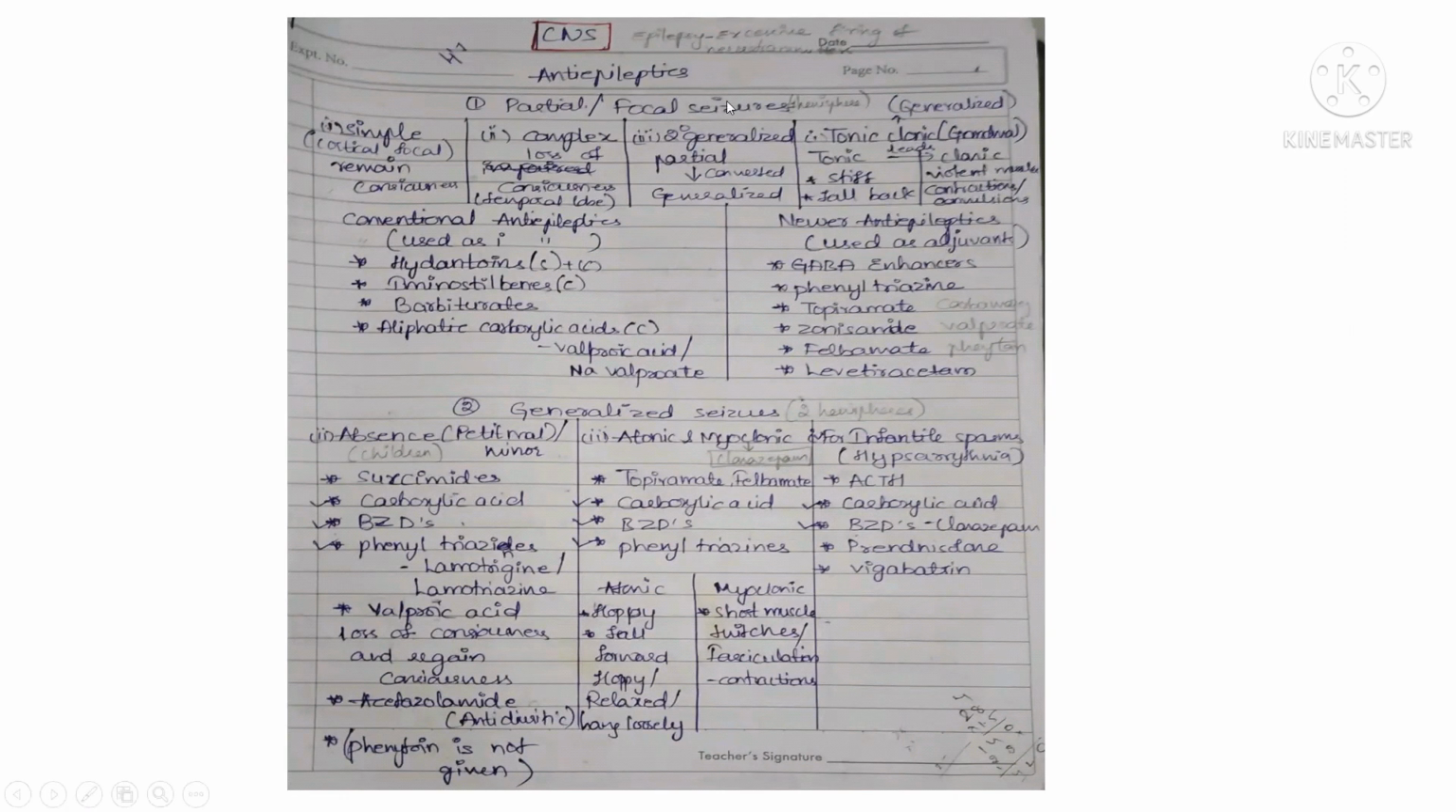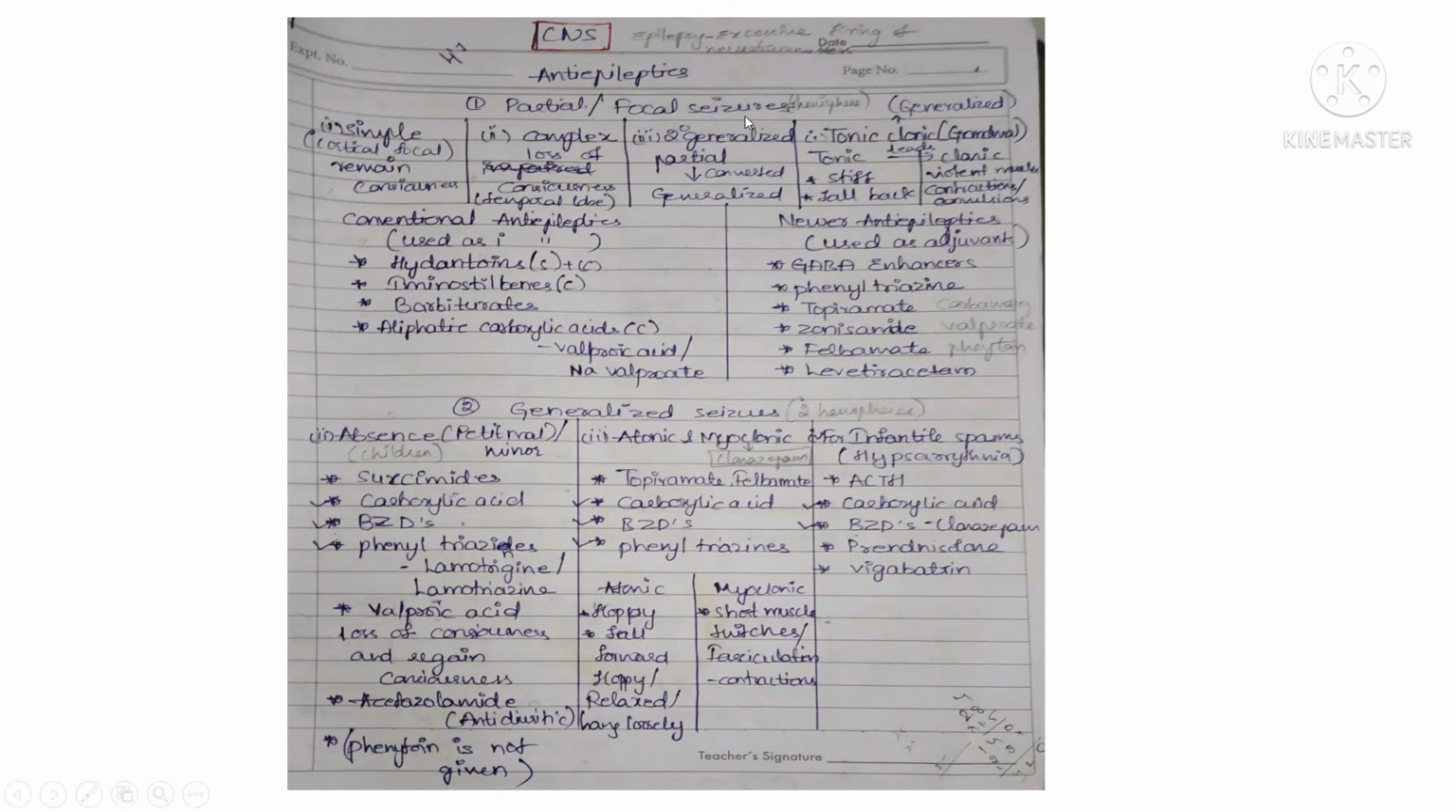Epilepsy is normally of 2 types: partial or focal seizures and generalized seizures. Partial or focal means what? Our brain has 2 hemispheres, right and left. In partial, only one hemisphere, either right or left, is affected. Whereas in generalized seizures, both hemispheres are affected.